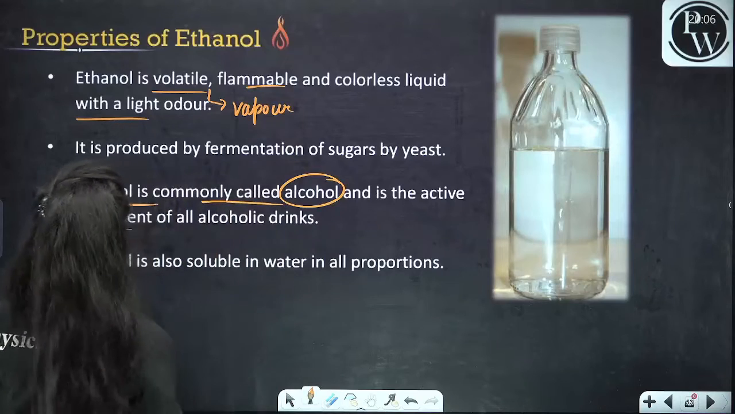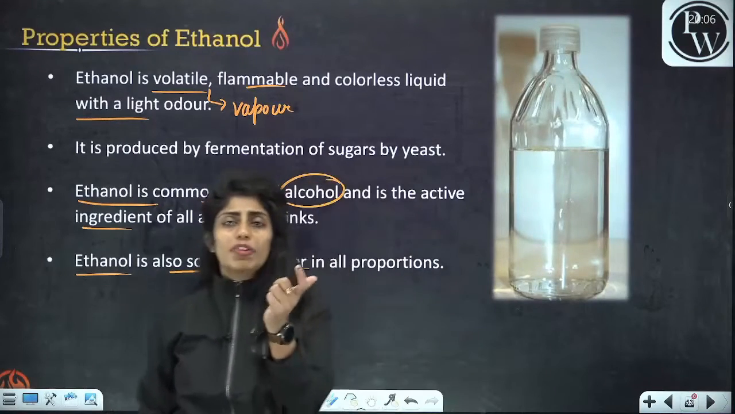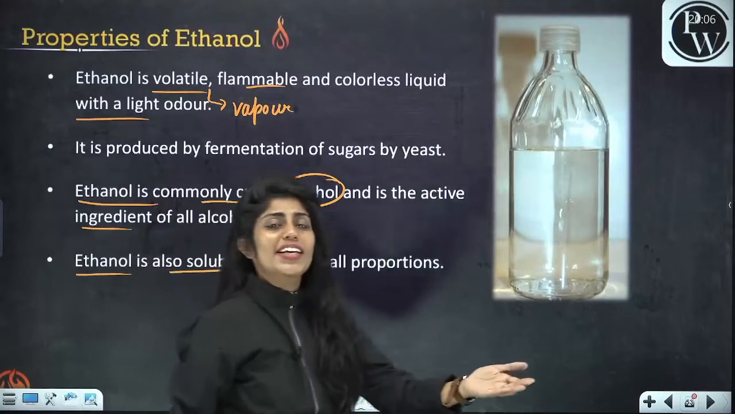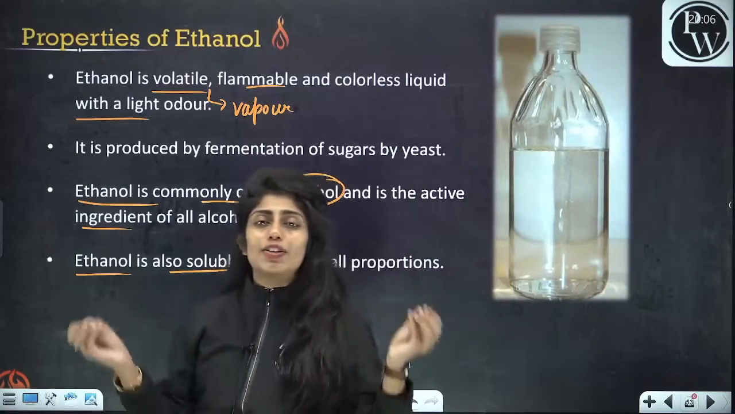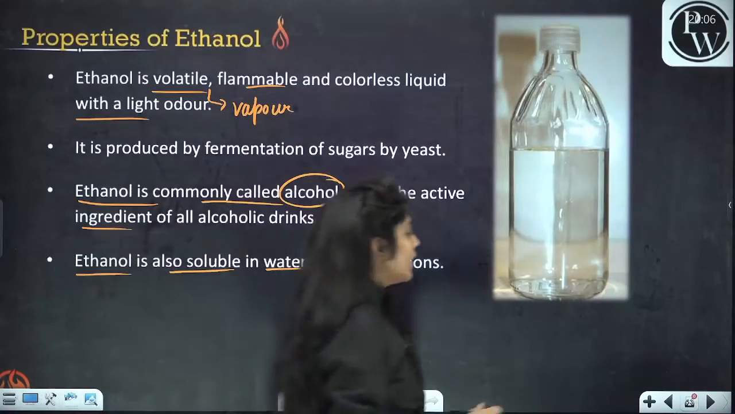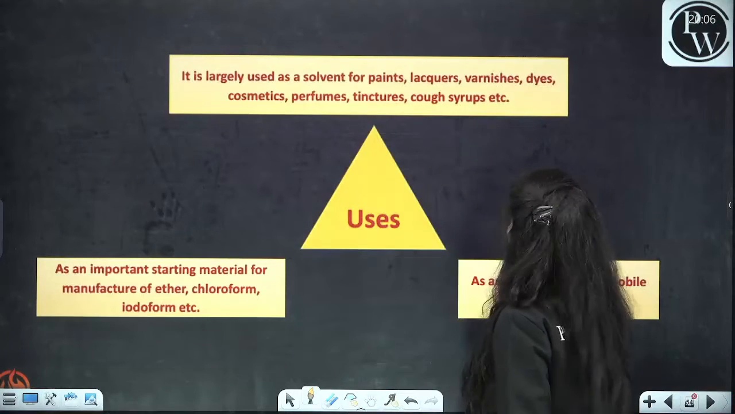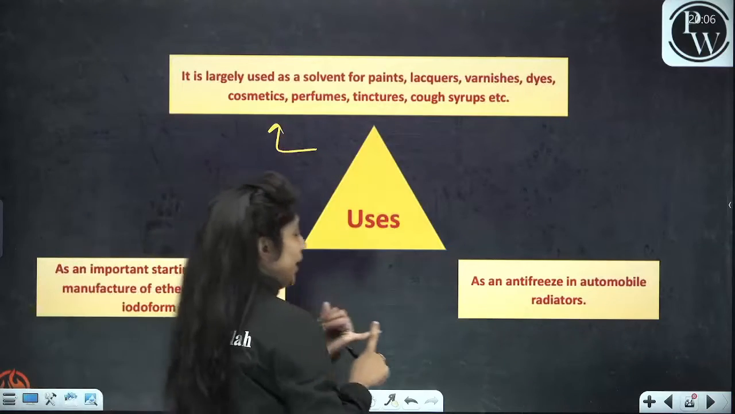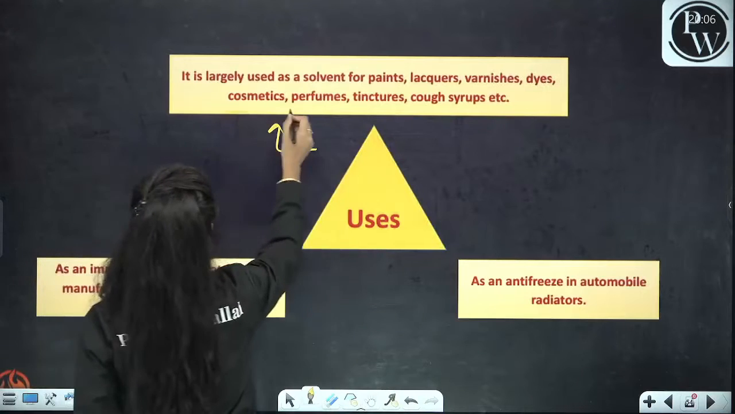Now, ethanol is also soluble in water in all proportions. We have heard about the PAGs, right? So that is a very fine example of how water and ethanol are soluble in each other. Then next we have the uses. It is largely used as a solvent in paints, liquors, beverages, dyes, cosmetics, perfumes.